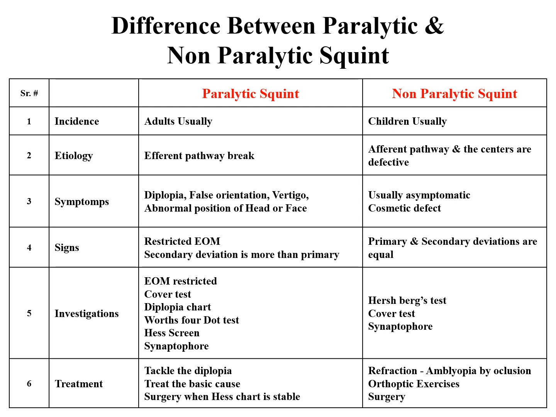And then we treat the amblyopia, as concomitant squint is usually in children, so the chances of amblyopia are there. We treat the amblyopia by occlusion of the healthy eye. We give the orthoptic exercises and then wait for recovery. And ultimately, the leftover squint is treated by surgery.